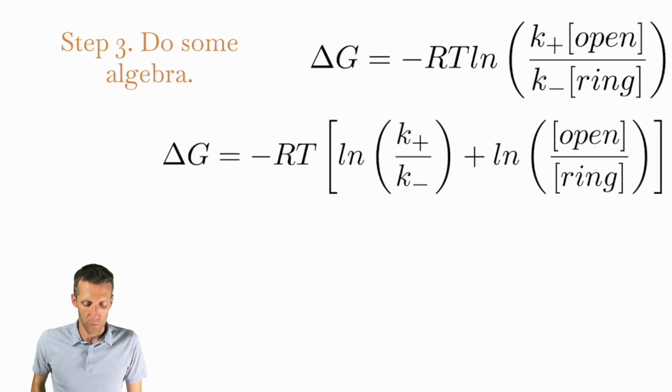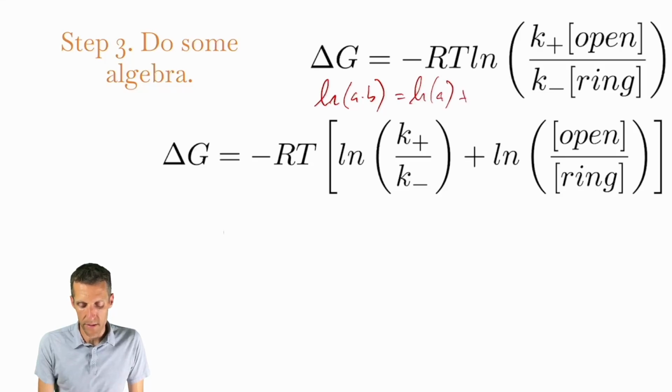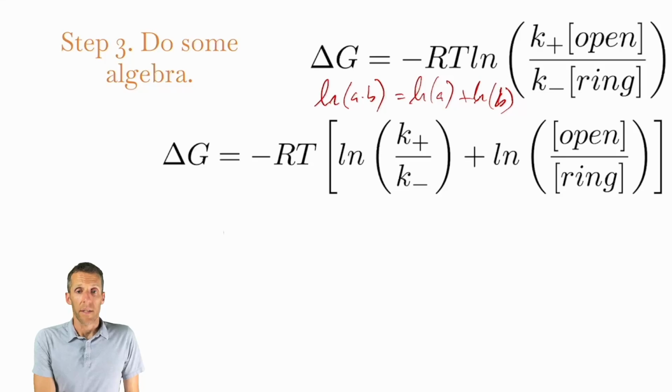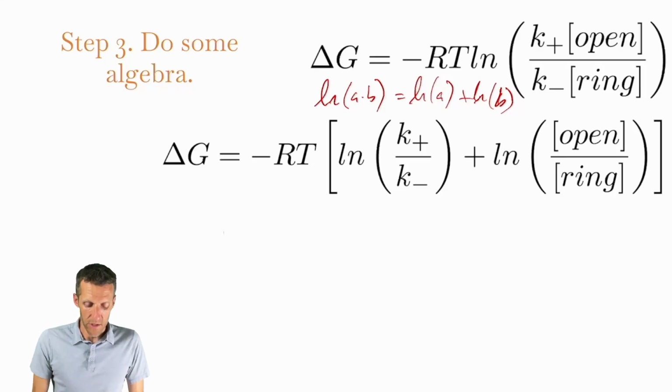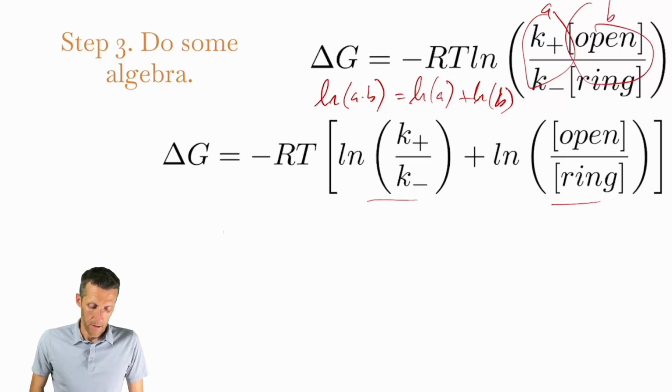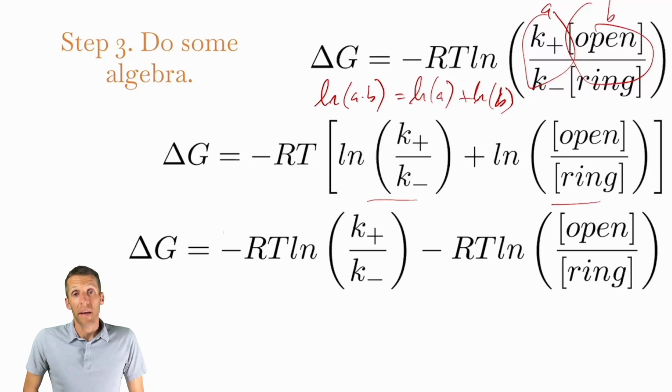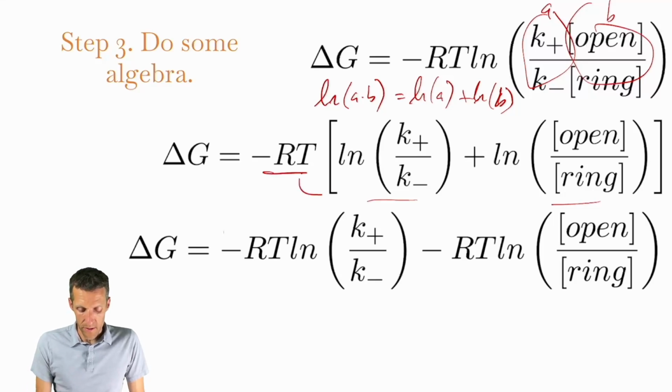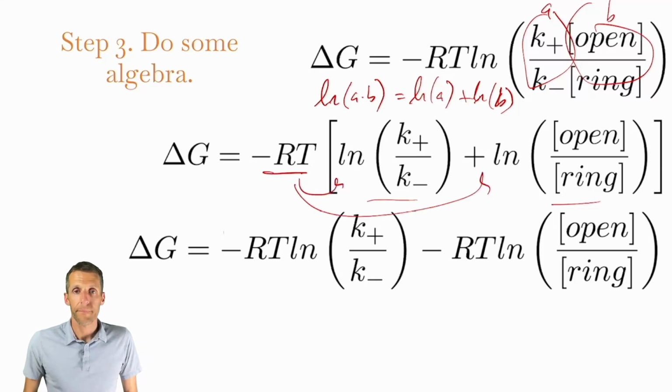So what we're going to do is apply the log rule that the log of A times B equals the log of A plus the log of B. And so if we do that, we get the expression down here where now these are separate, right? This would be A and this would be B. The next step that we're going to do is distribute this minus RT to both of them.